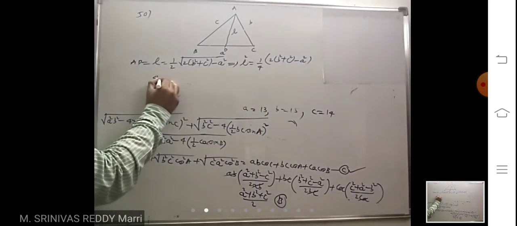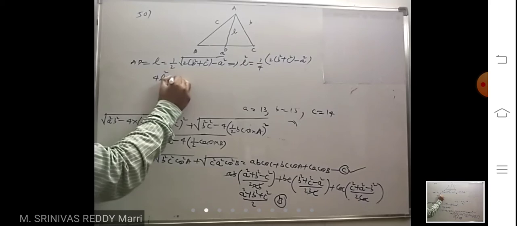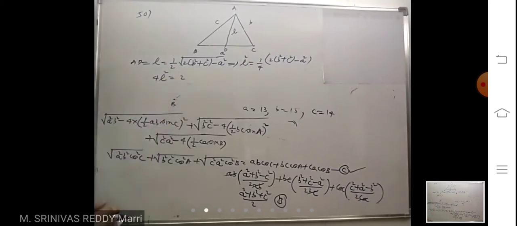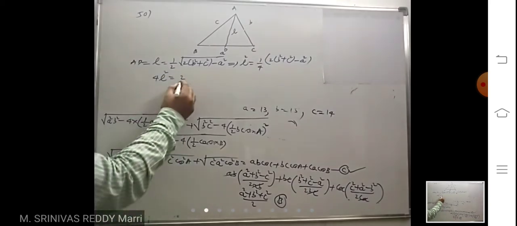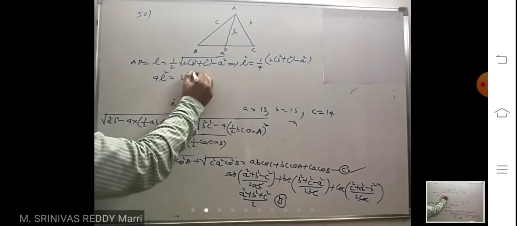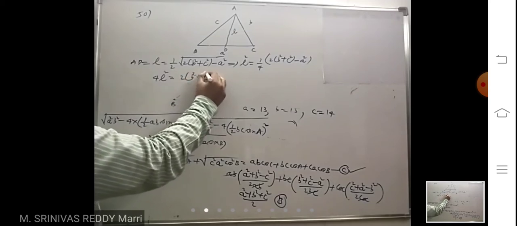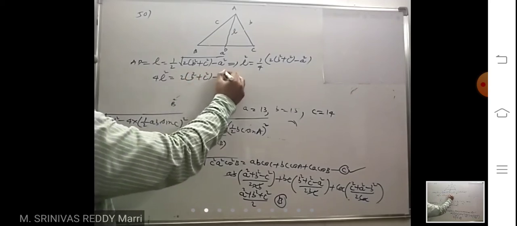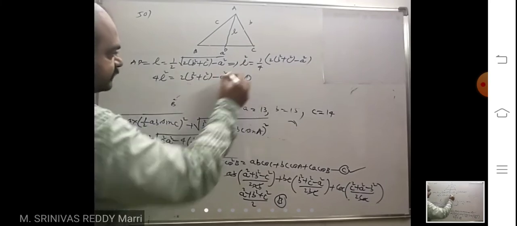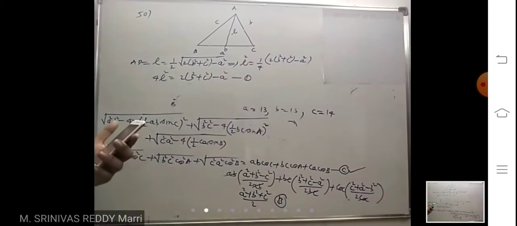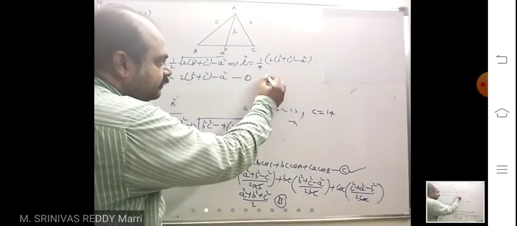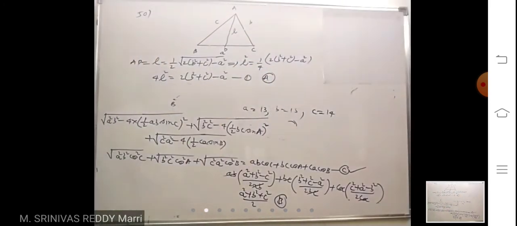That means 4l square equals 2 into b square plus c square minus a square. Let us say first equation. That is directly given. That is option A. Option A, direct answer, right?